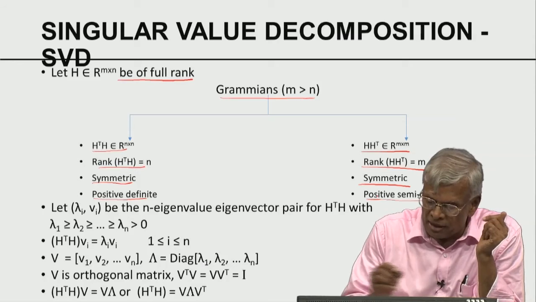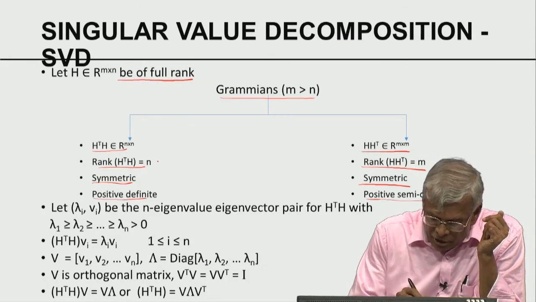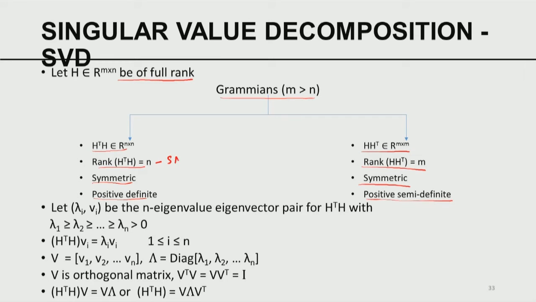And when m is greater than n, this is the smaller Gramian, because n is smaller. This is the larger Gramian.